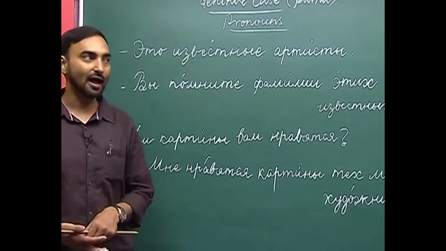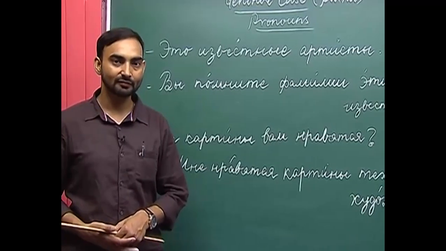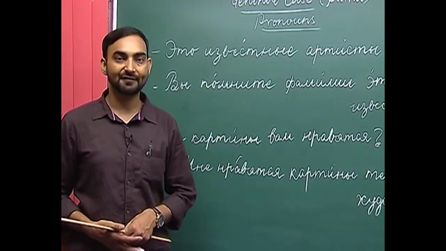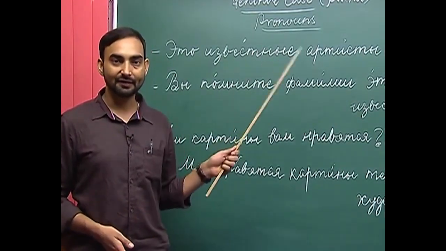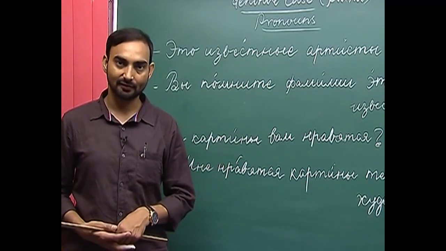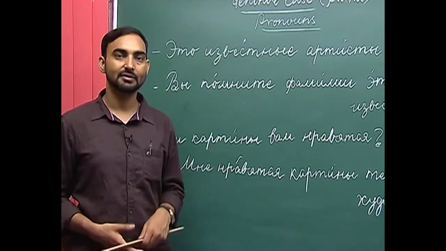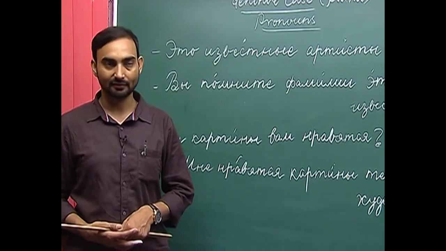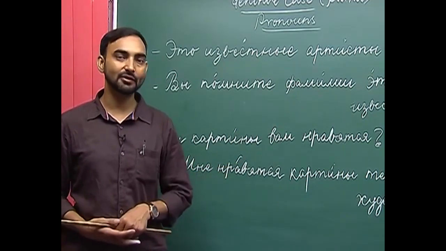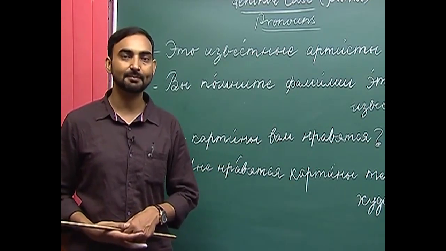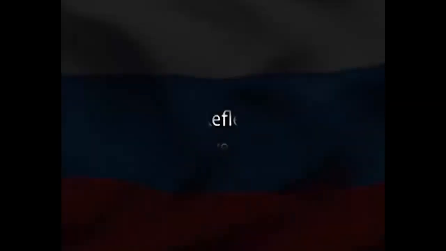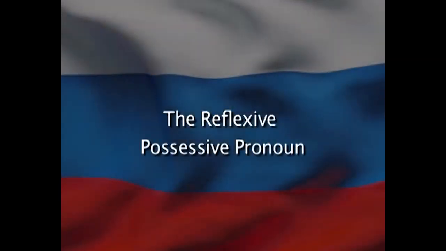Similarly, if you come across the determinative pronoun все in the genitive case, it would become всех. So, этих, тех and всех. So, this was about the pronouns in the genitive case plural.